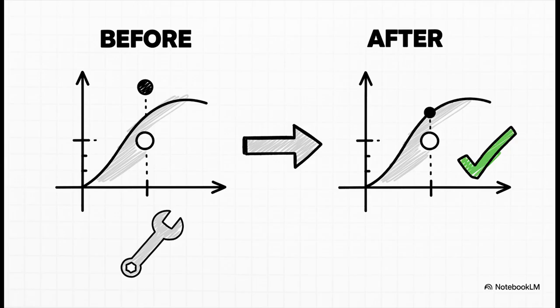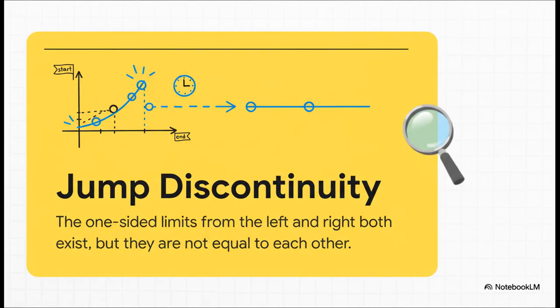A tiny, repairable glitch. Next up is the jump discontinuity. We've actually already seen one of these. This is where the function is cruising along and then, bam, it suddenly jumps to a completely different level. It's not flying off to infinity or anything crazy. It's just that the value from the left side and the value from the right side are two different finite numbers. It's like the graph teleports.